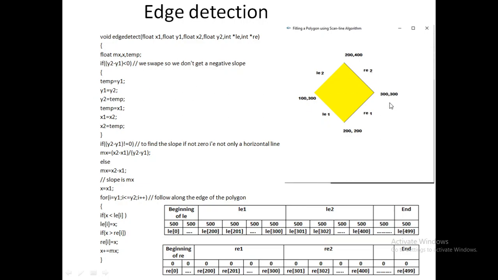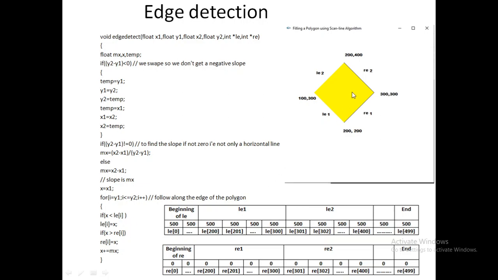So now the values are passed based on the right side edges, and the values are swapped. Instead of 200, 400, it starts from 300, 300 to 200, 400. So the y value will start from 300 to 400. Here you can see the y values are from 300 to 400, the RE2 value. This is the initialized value. The calculated value will be done based on this logic.